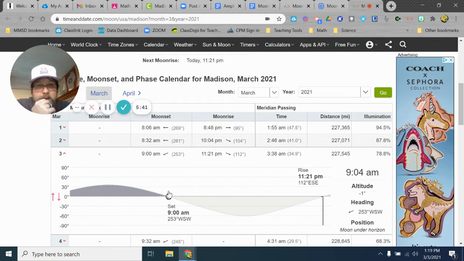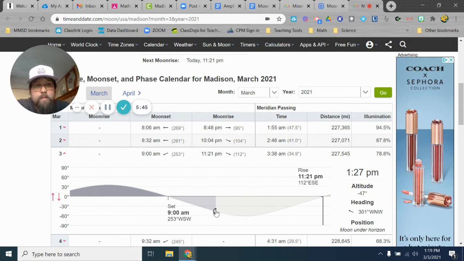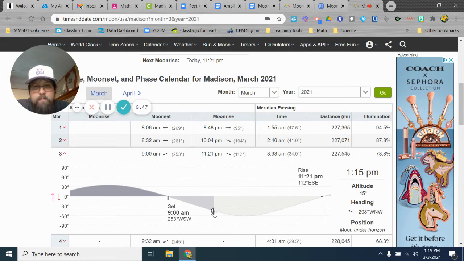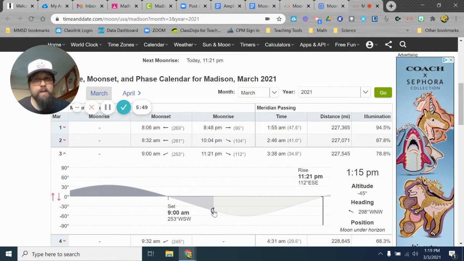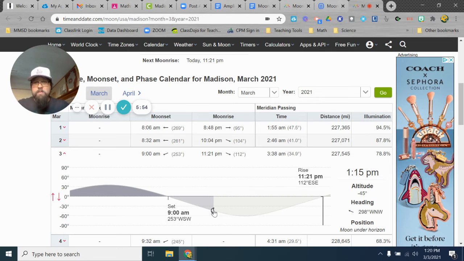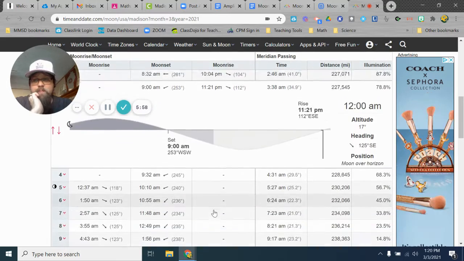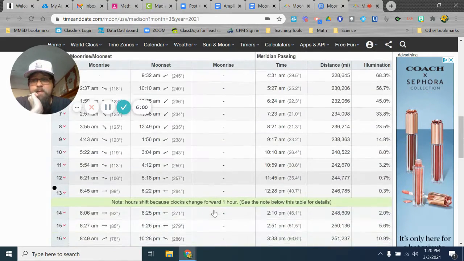9 o'clock a.m. So now, as we track through our day, here I am, like 1:15. If I went outside right now, I cannot see the moon. Okay, it is below the horizon, so no opportunity for me to see it right now. Okay, but as you track this along, you can click on any day.